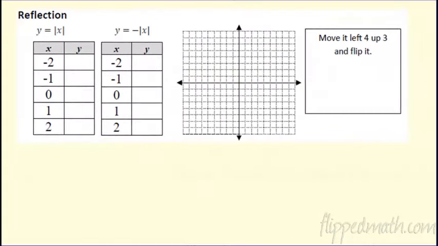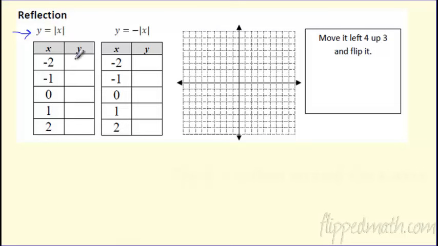All right, let's take a look at reflection. This whole unit's about the graph, so we can move them up, down, left, and right. There's also reflection. When you translate it, when you move it, that's called a translation. When you reflect it, it's like looking into a mirror. So let's see what happens here. Here's my parent function, the most basic absolute value. Let's look at the table of values here.